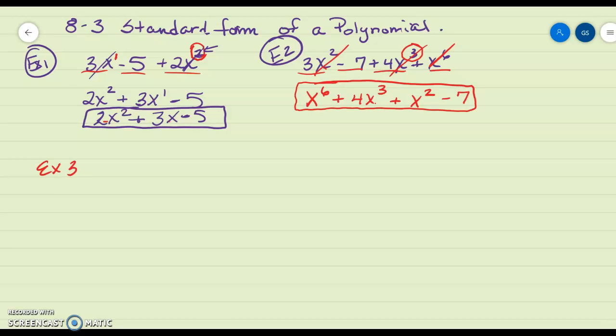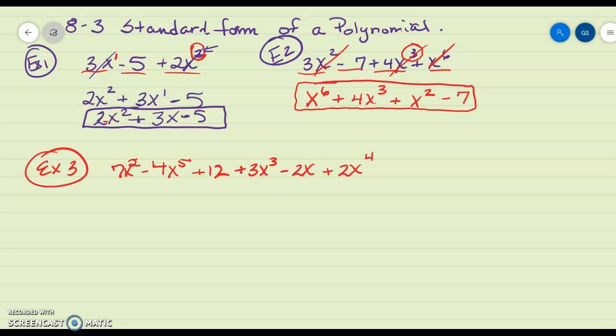Example 3. Wait till you see this one. 7x squared minus 4x to the fifth plus 12 plus 3x to the third minus 2x plus 2x to the fourth. That's a long one.